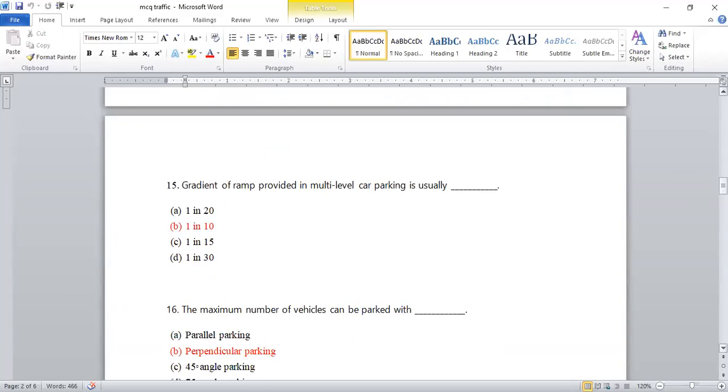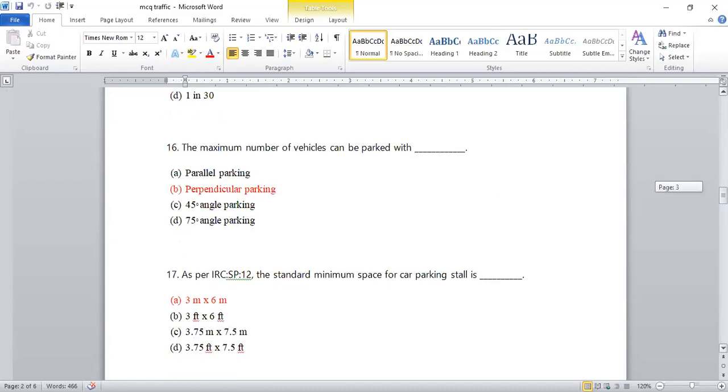Gradient, that part also we have completed. For car parking we have to provide the gradient of one in 10. Next one is the maximum number of vehicles can be parked with dash dash dash.